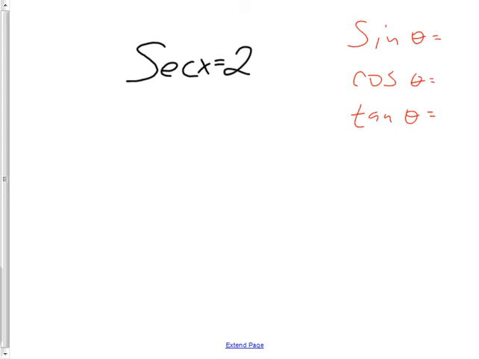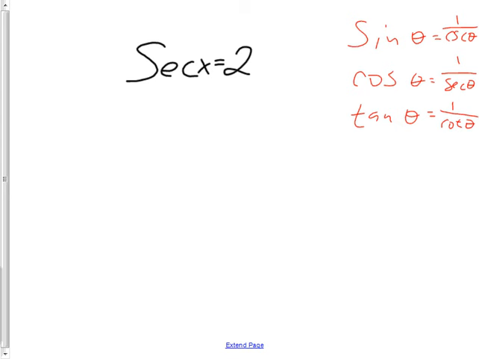Cosine is 1 over secant. And sine is 1 over cosecant. And tangent is 1 over what? Cotangent. All right, so how does that help?